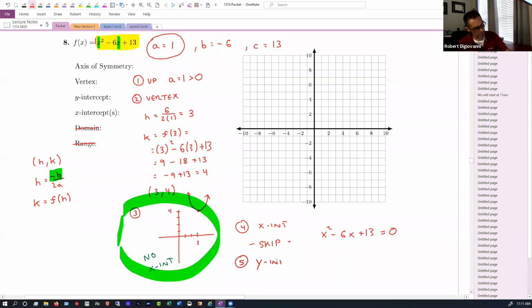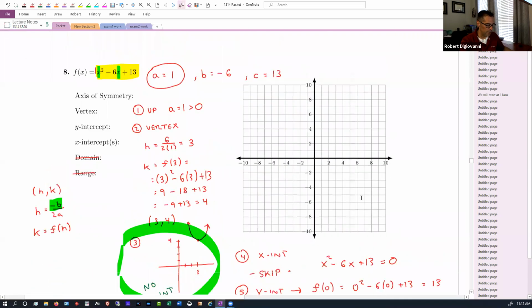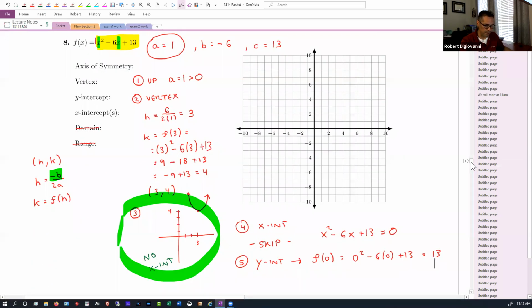All right, so I'm going to go to step 5 then, which is the y-intercept. And to find the y-intercept, all we do is plug 0 into the function. So when we plug 0 into the function, we get 0 squared minus 6 times 0 plus 13. That just gives us 13. So we have a y-intercept of 13. And that's it. We're supposed to graph this now. Now, unfortunately, this graph does not give us enough room to do this.